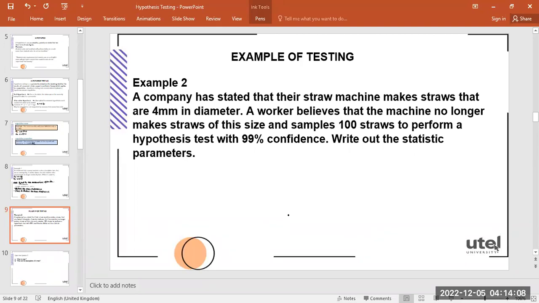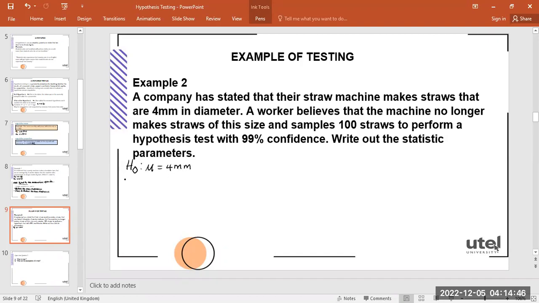A worker believes that the machine no longer makes straws of this size, and then went ahead and samples 100 straws to perform a hypothesis test with 99% confidence. And we are asked to write out the statistic parameters. Now, generally, as usual, we always start with our null hypothesis, which we write as H subscript 0, such that the mean of the straw is 4 mm.